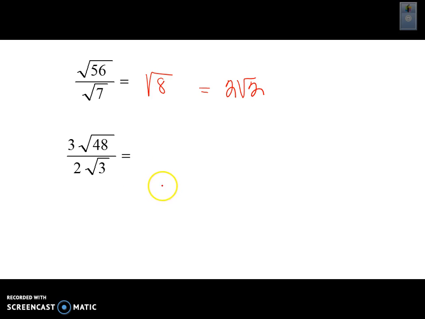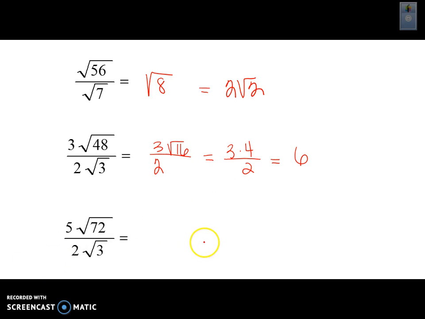We have another example here where we've got numbers on the outside of the radical and numbers underneath. So 3 over 2 is in its simplest form. That's going to stay. But then we have the square root of 48 over the square root of 3, which becomes the square root of 16 when we divide it. We all know that 16 is a perfect square, so we're going to simplify. We have 3 times 4 over 2, so 12 divided by 2 gives me a final answer of 6.